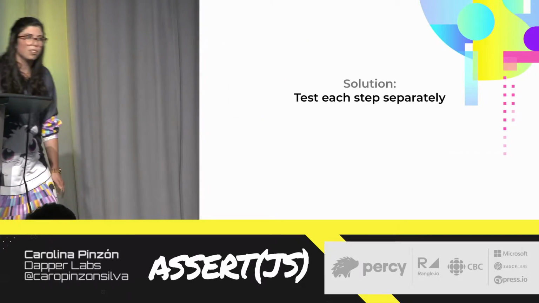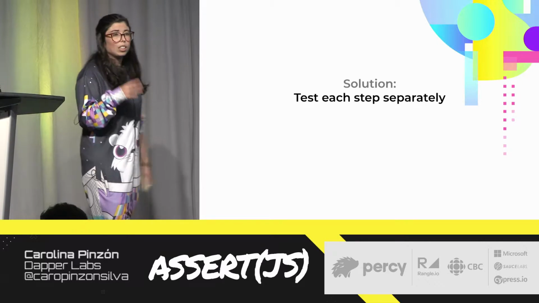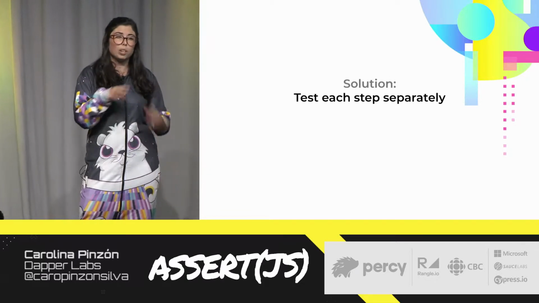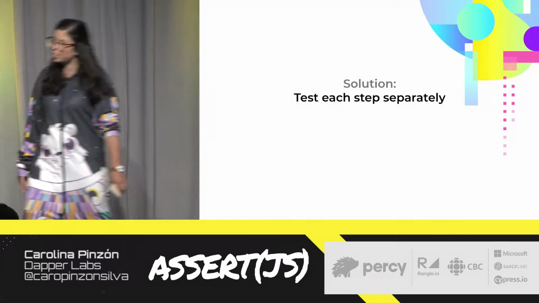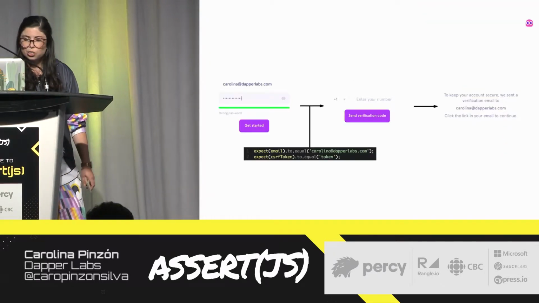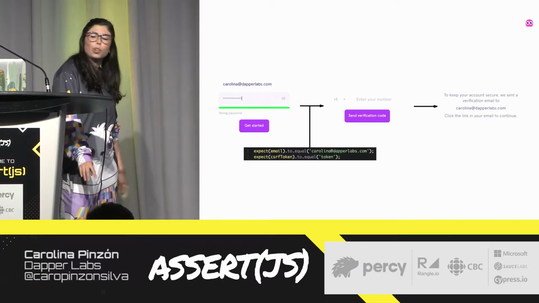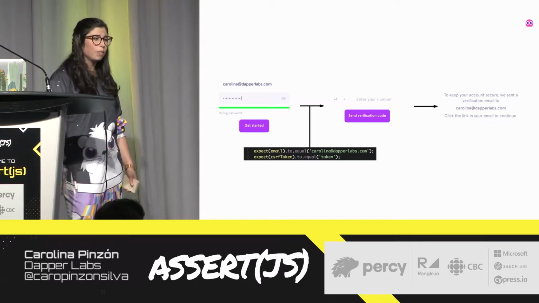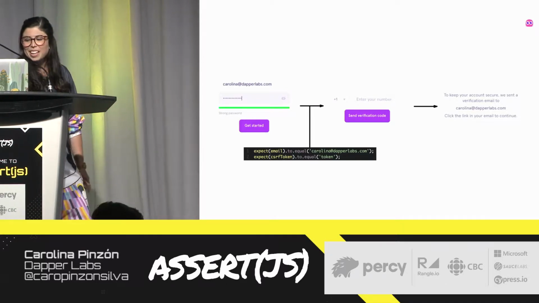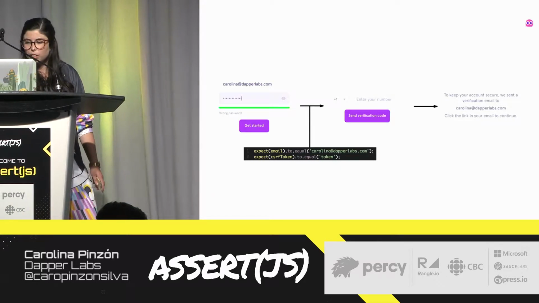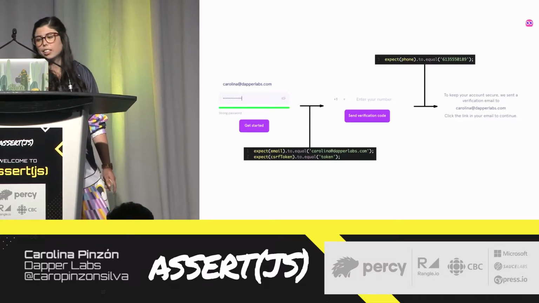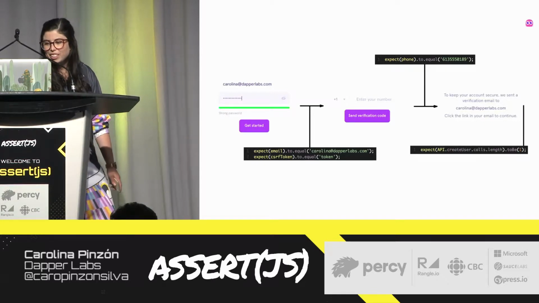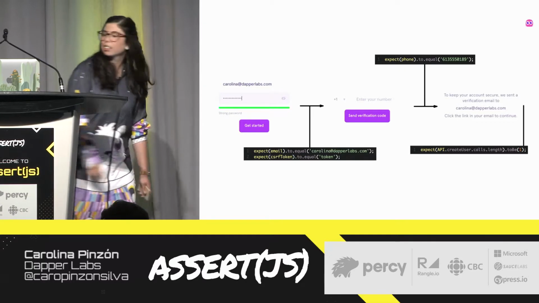So the solution that we had was, okay, how the user can interact with this is separate steps. Let's test it like this. We have this flow, but let's test each step separately. So for example, in this flow, after the first screen, what do we need? We need the email to be the one that the user inputted, and the token to be the one that we receive from the backend. The second step is for us to save the phone, and to create the user at the end.